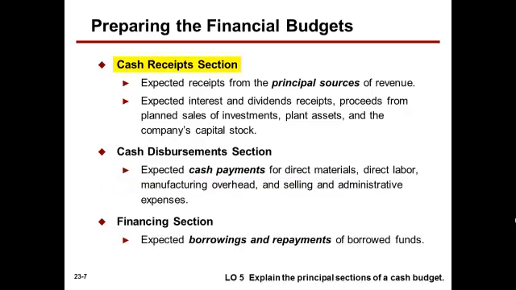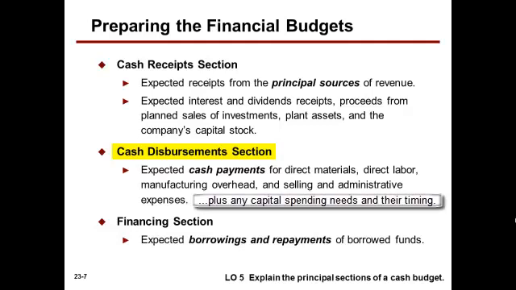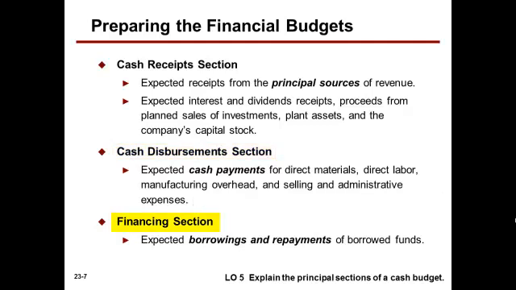The cash receipts section of the budget are expected receipts from the principal sources of revenue, such as cash sales or the timing of credit sales and their collection. Also, any expected interest or dividend receipts are factored in. Proceeds from the sale of investments, plant assets, sale of capital stock, for example, are all cash receipts. The cash disbursement section are expected cash payments for direct materials, direct labor, overhead, and selling administrative expenses, and also capital spending needs. The financing section determines, in combination with the desired ending cash balance, whether borrowings are needed or repayments of borrowed funds can occur during a particular period.